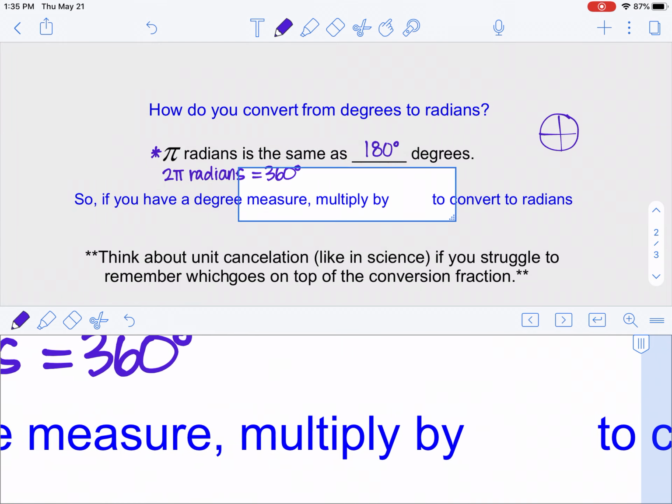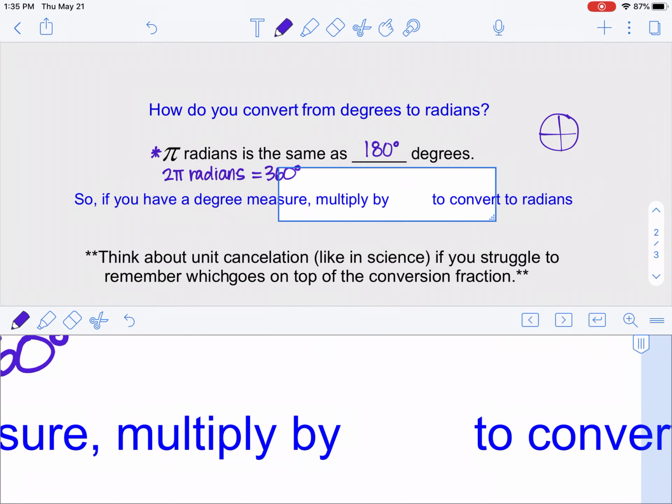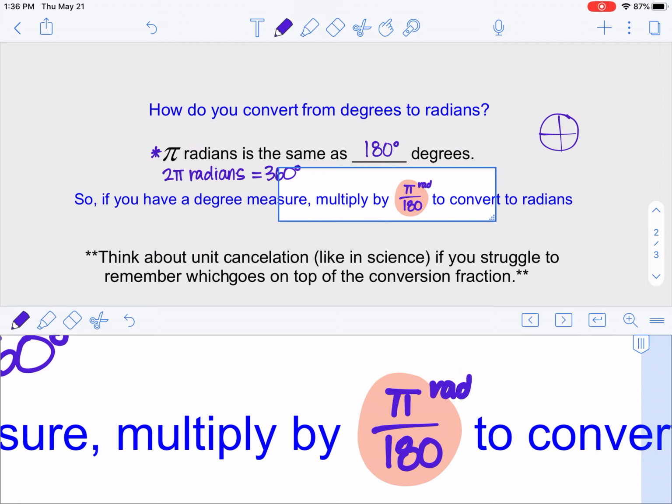So if you have a degree measure, what you can do is multiply it by pi over 180 to convert it into radians. Okay, and the reason why it's pi over 180 is since these things represent the same quantity, this is really like multiplying by a big 1. Okay, because pi radians is equivalent to 180 degrees.